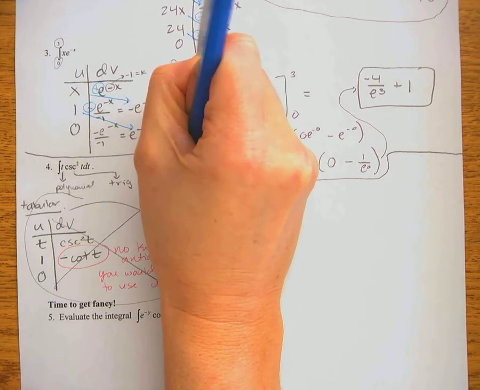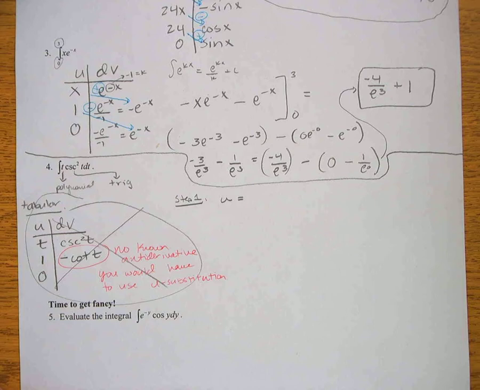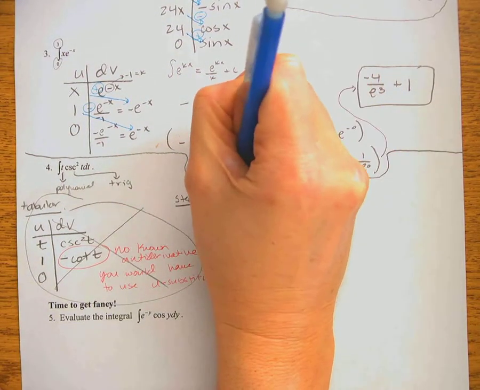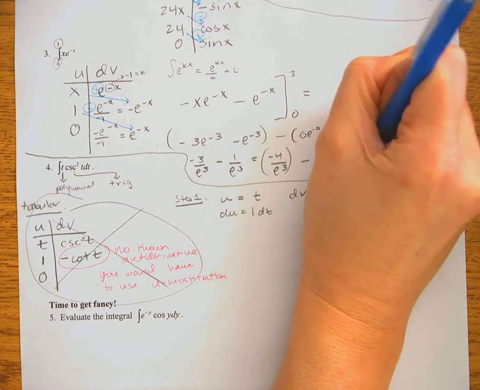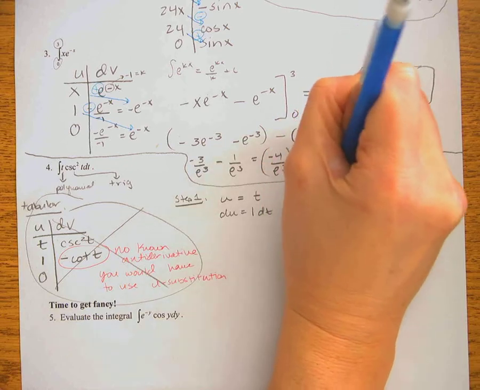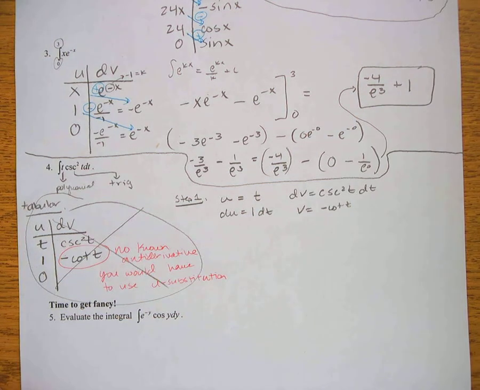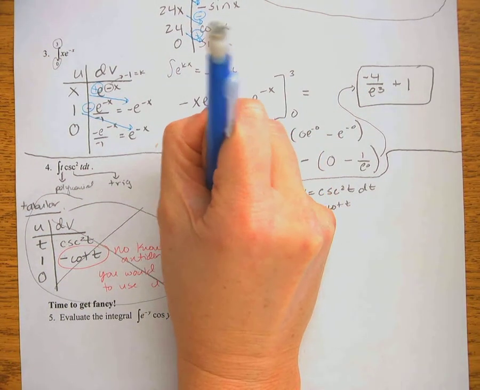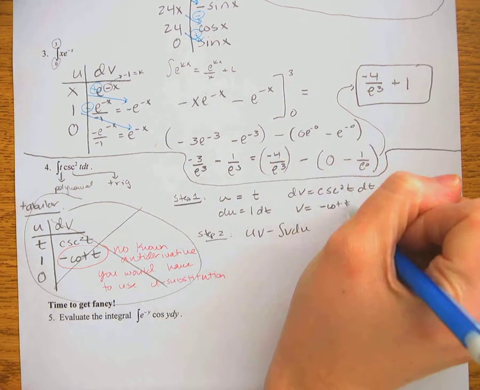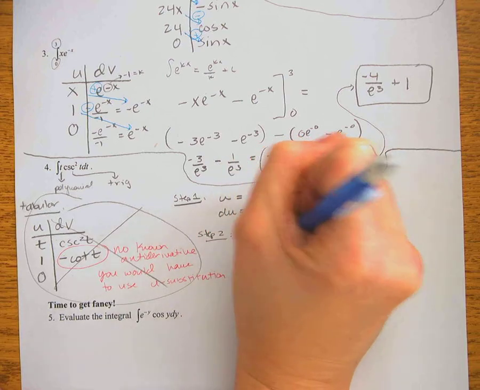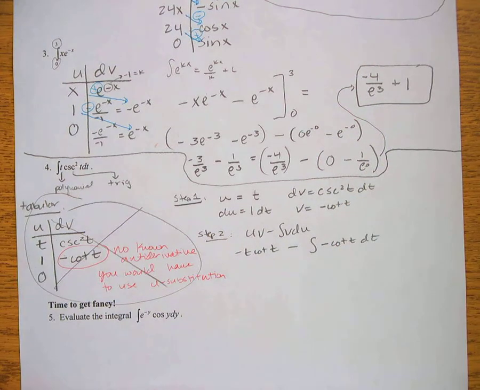So the long way would be step 1. I'm going to determine my u and my du, and then my dv and my v. So u is t, and then du would be 1 dt. dv is cosecant squared, so v would be negative cotan t. So then step 2 would be uv minus the integral of v du. So uv is just negative t cotan t minus the integral of negative cotan t times 1 dt.